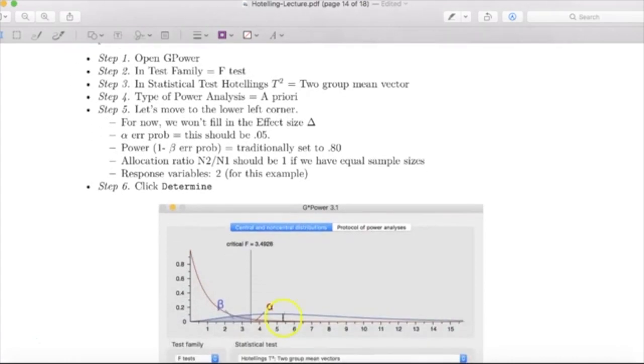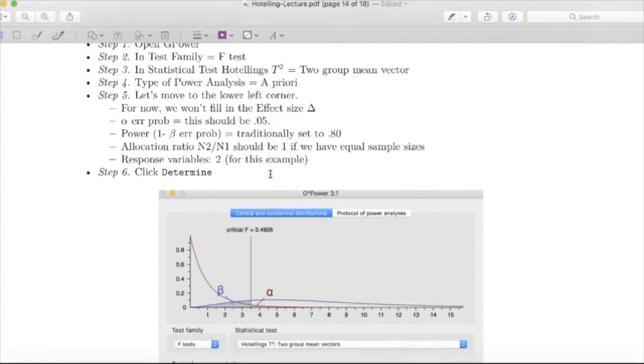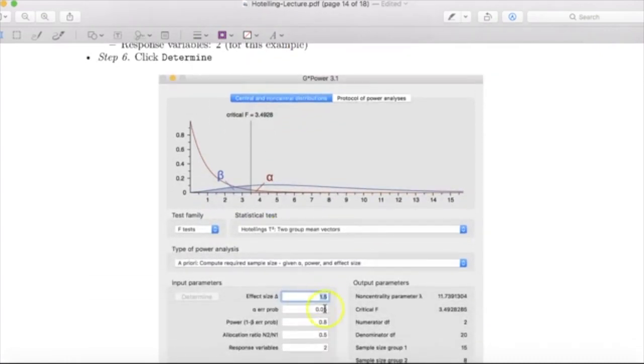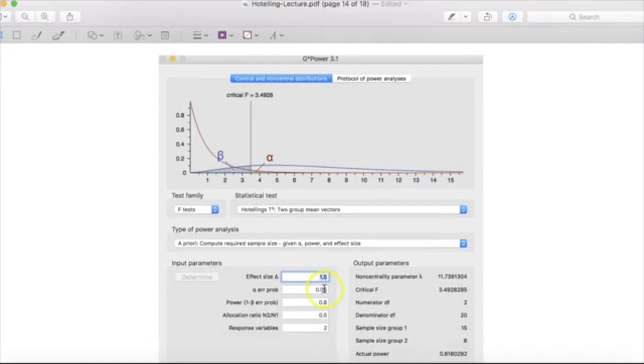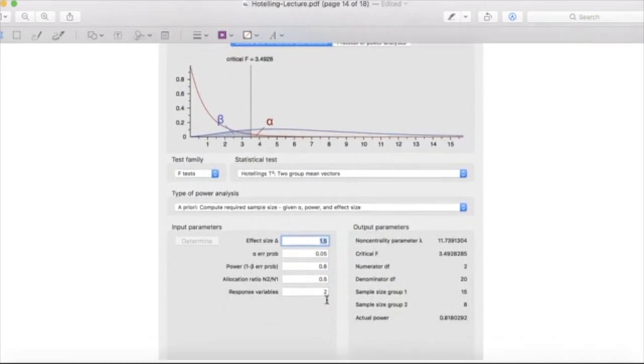For Hotelling's T-square, we're going to use the F test. It's going to be under F tests, and then we're going to select Hotelling's T-square two groups because we have the two types of counselor. We're going to go with a priori. We're going to use a large effect size. I think I used 1.5, alpha of 0.05, power of 0.80. That's what we use usually for this.